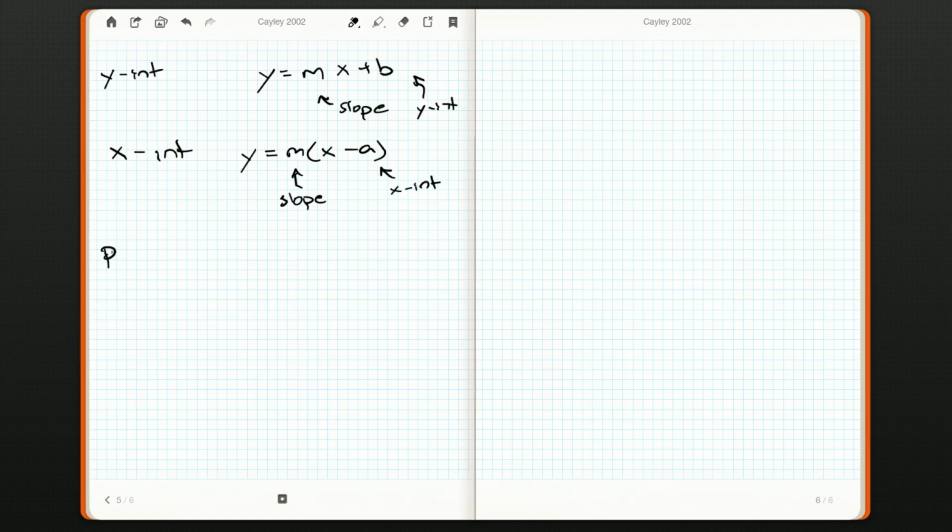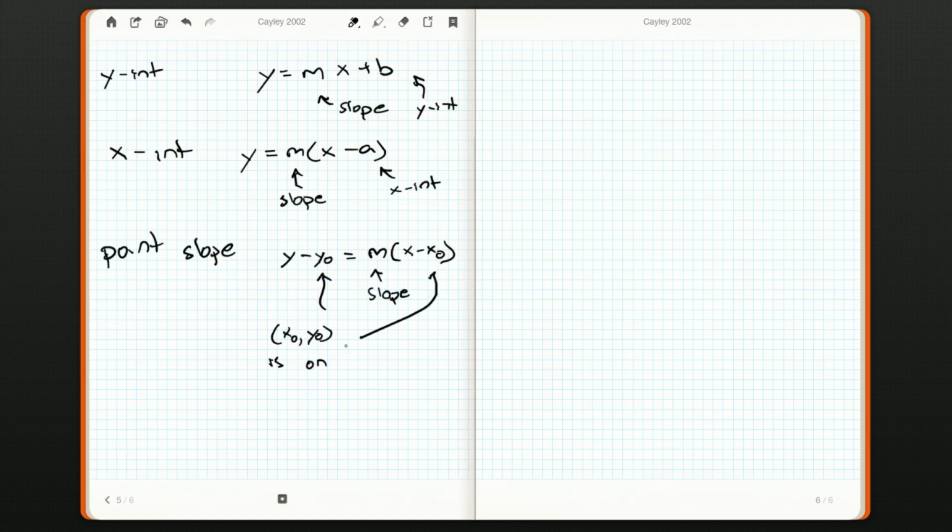Then there's one of my favorites, point-slope form of the line, where you're given the slope and a single point on the line. Okay, so these are three forms of the line. There's at least one more, the standard form. I think there's more if you get into vectors.